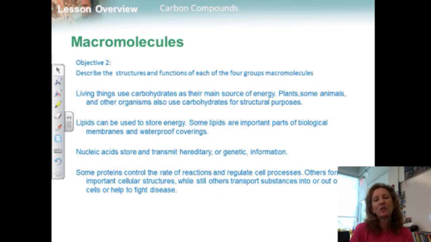Nucleic acids store and transmit heredity or genetic information. And some proteins control the rate of reactions or regulate cell processes. Others form important cell structures, while others still transport substances in and out of the cells or help fight disease. So those are the 4 major macromolecules that we discuss in biology, and we'll be touching upon them throughout the whole book. Become familiar with their functions and their structures. Maybe make a chart to help you.